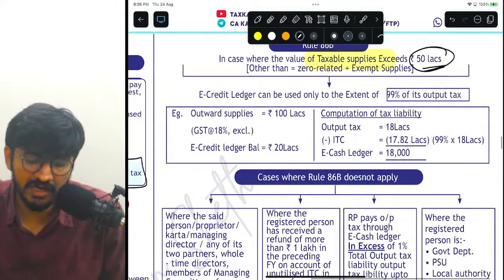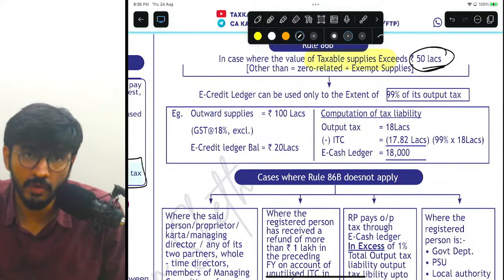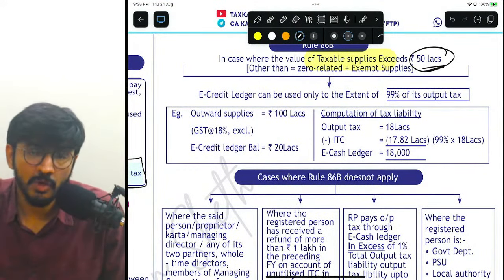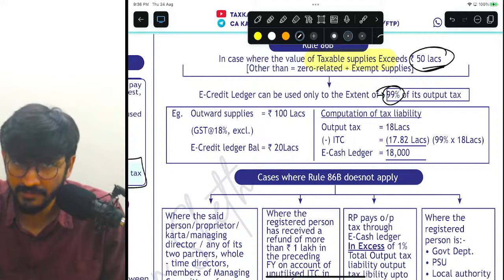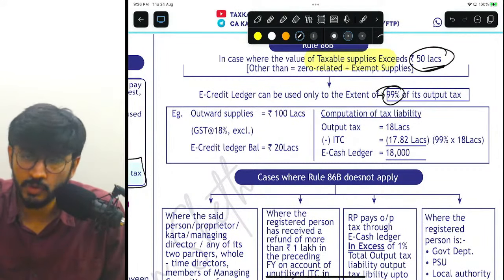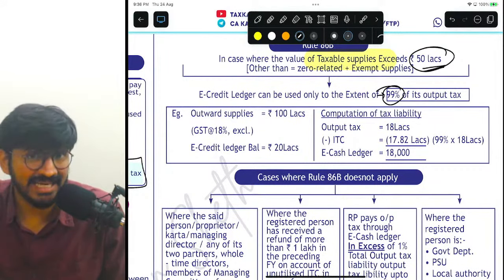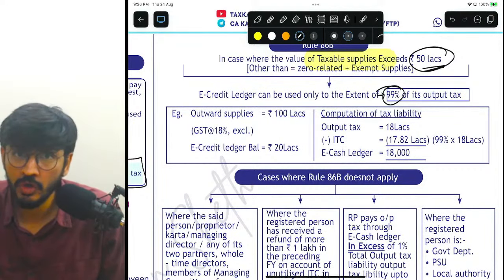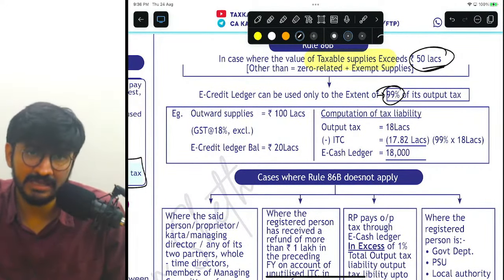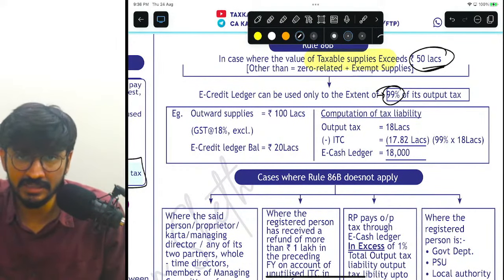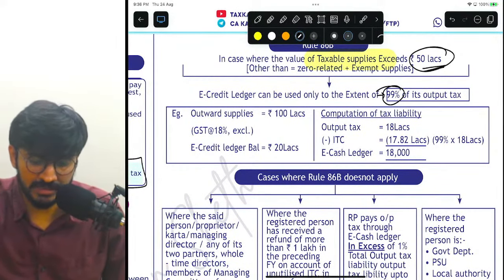Now, in this case, understand government says that you will be able to utilize your e-credit ledger only to the extent of 99% of output tax liability, right? So you cannot use your entire ITC. No. You can only use 99% of ITC to pay off your output tax, right?